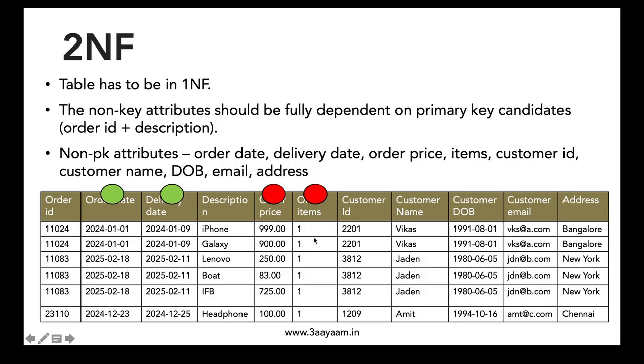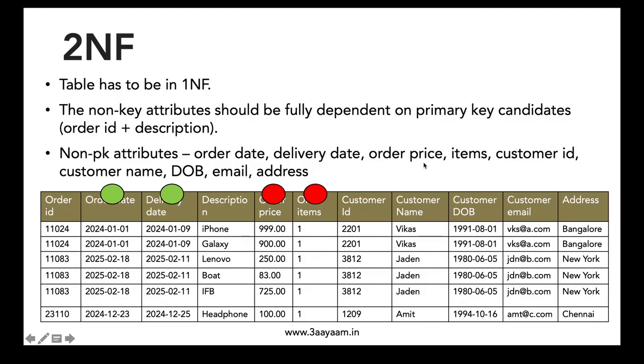What about order items? Again, it is not dependent on the order ID per se because the item is dependent on description. So we have one description, one item. Even if we remove the item column, it would be completely fine because you can find out the number of items. So it is definitely not dependent on order ID plus description.